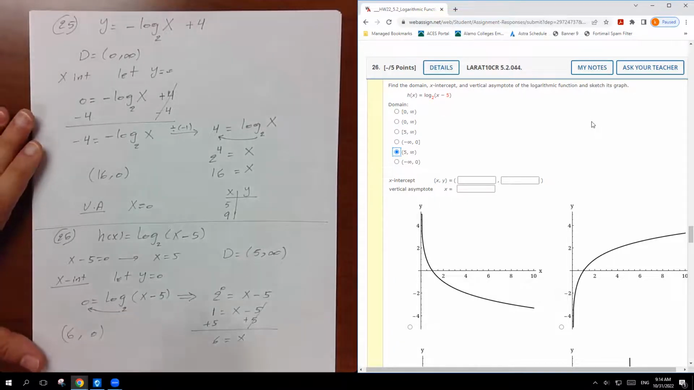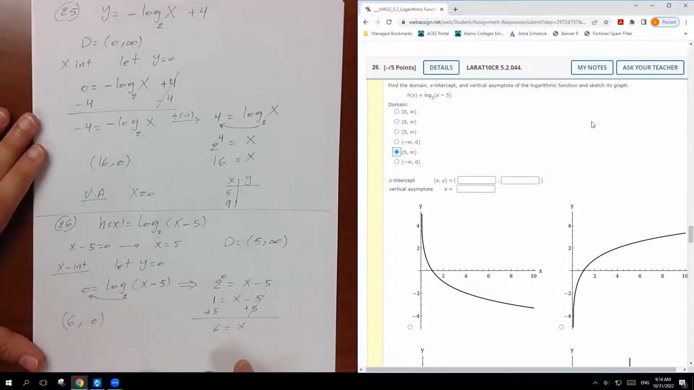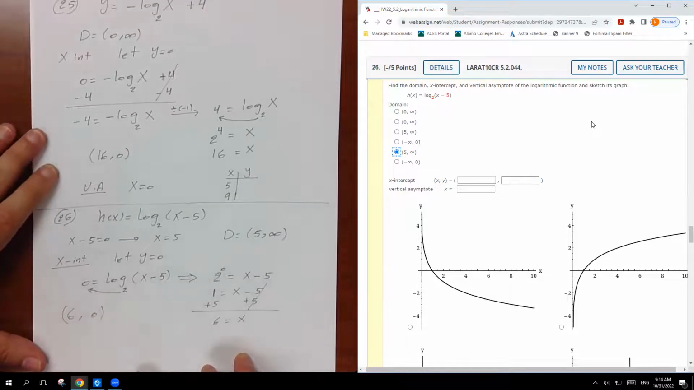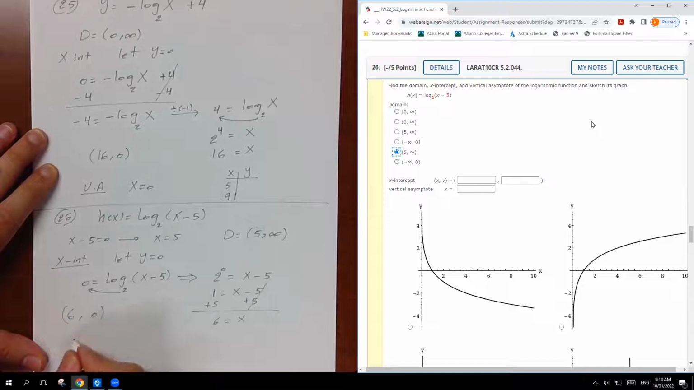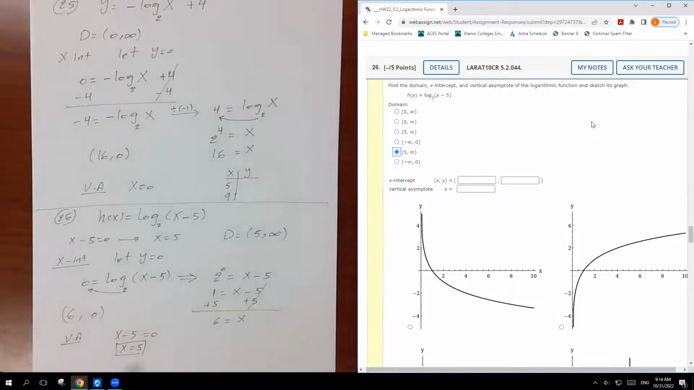This is the x-intercept. To find the vertical asymptote, the function is undefined on this part, which is x equals 5. You're going to say the same thing. X minus 5 equals 0. That means x is going to be equal to 5. This is our vertical asymptote, because the function is undefined when x equals 5.